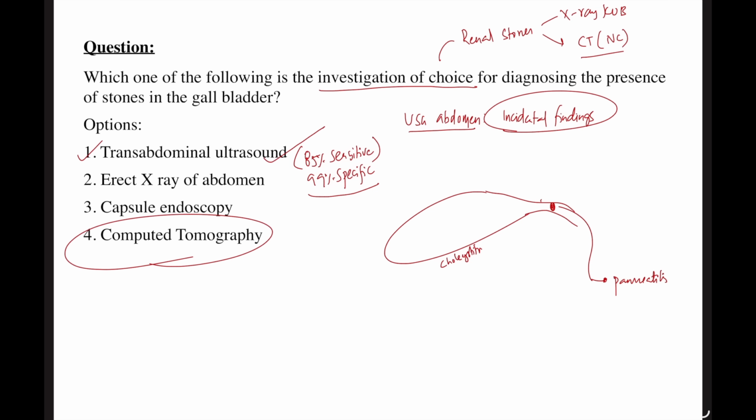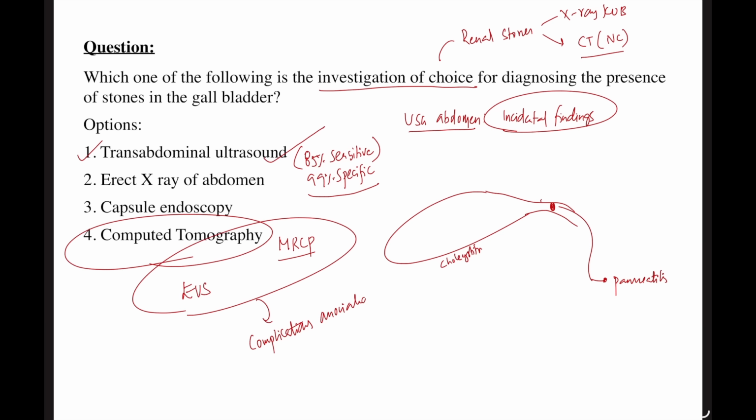CT, MRI, or MRCP, magnetic resonance cholangiopancreatography, or even endoscopic ultrasound, EUS, are also important, but they mainly help in identifying complications associated with gallstones. So what are the complications? It can be cholecystitis, it can be pancreatitis, etc., or gallbladder emphysema, bile duct stones. So for them, CT, MRCP, endoscopic ultrasound are more useful. Okay.